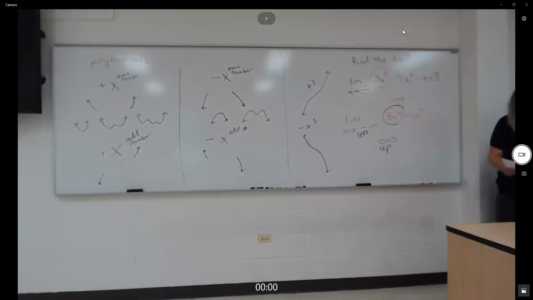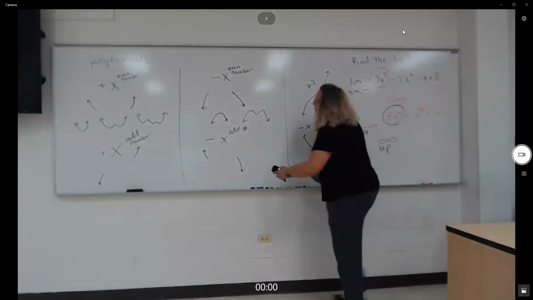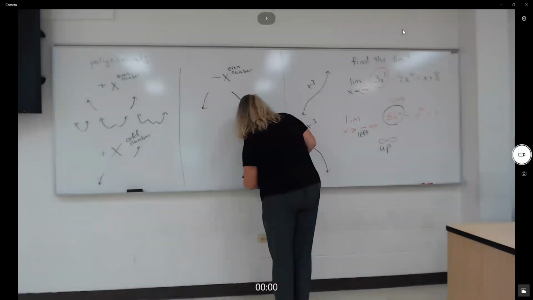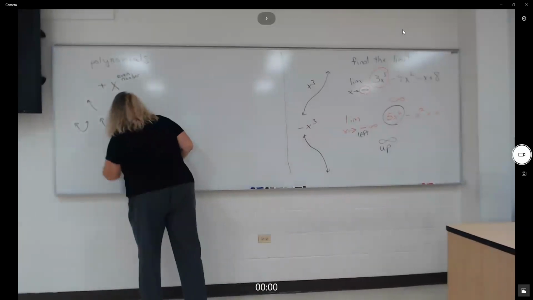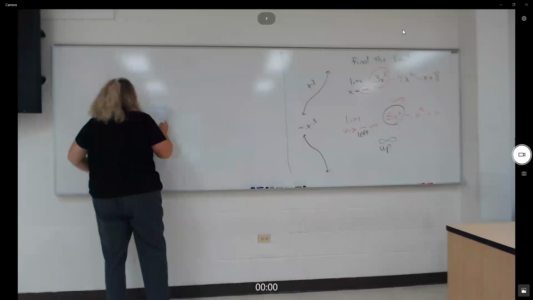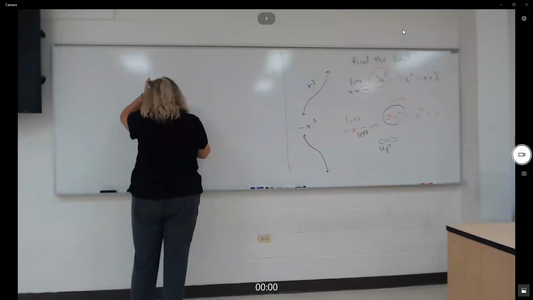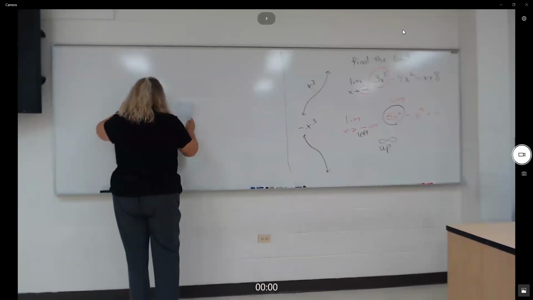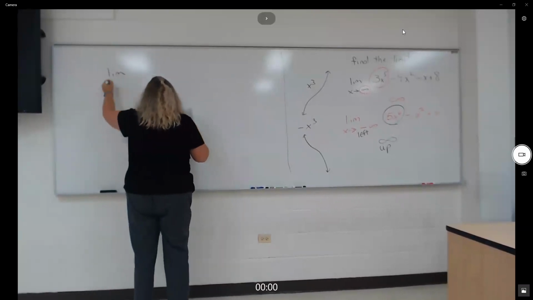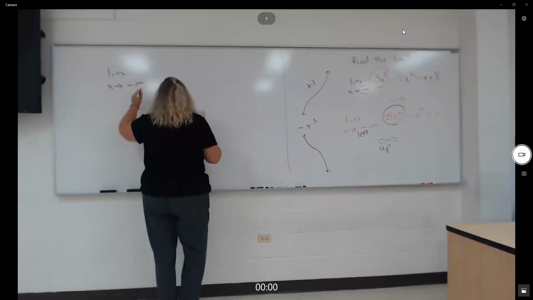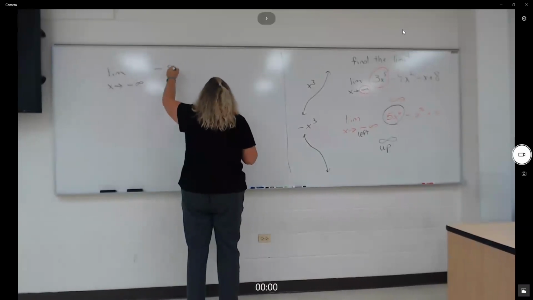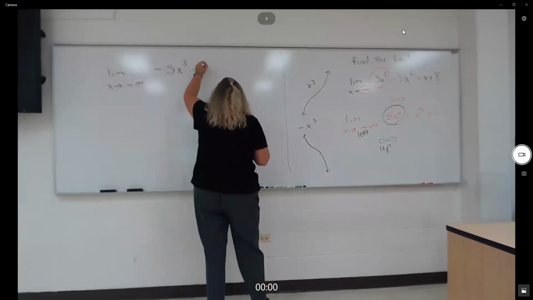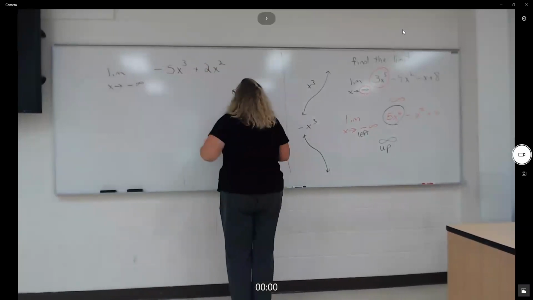All right, let's do one more. We'll try it without this. How about, let's do the limit as X approaches negative infinity of negative 5x to the third plus 2x squared.